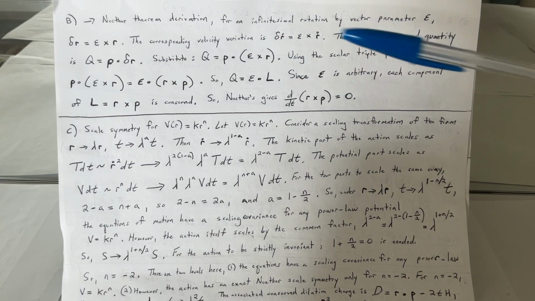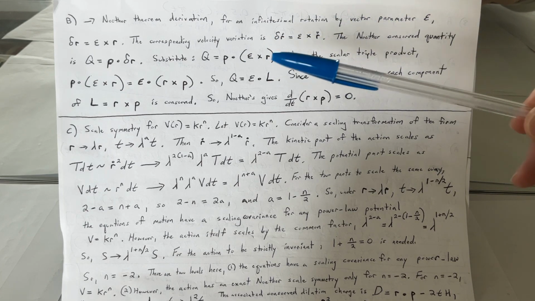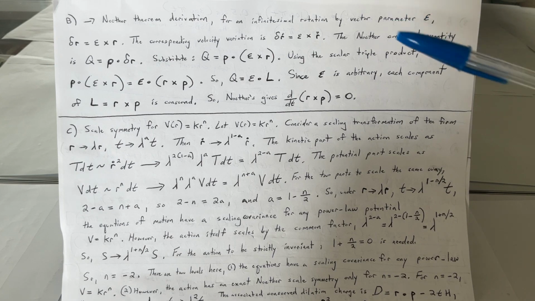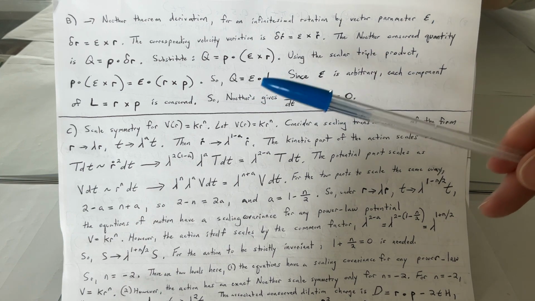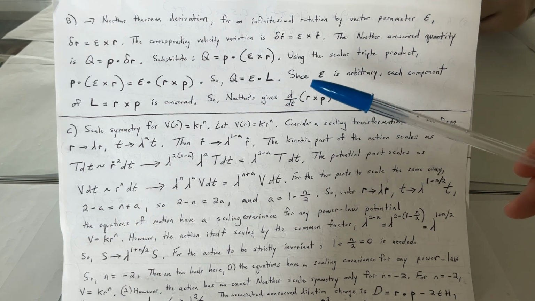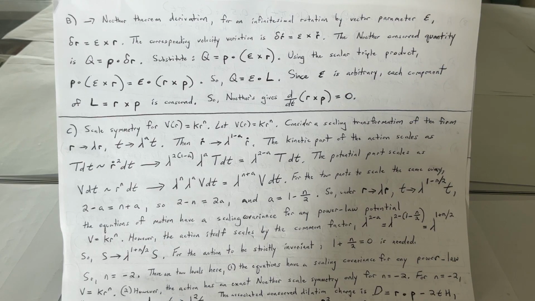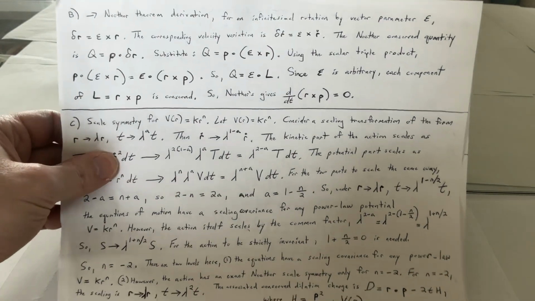Substitute and Q equals p dot the cross product of epsilon and r. And using the scalar triple product, p dot the cross product of epsilon and r equals epsilon dotted with the cross product of r and p. So Q equals epsilon dot L, and since epsilon is arbitrary, each component of L equals r cross p is conserved. So what Noether's theorem is going to give us is d/dt of r cross p equals 0. Okay. And for part C, we want to discuss scale symmetry here.